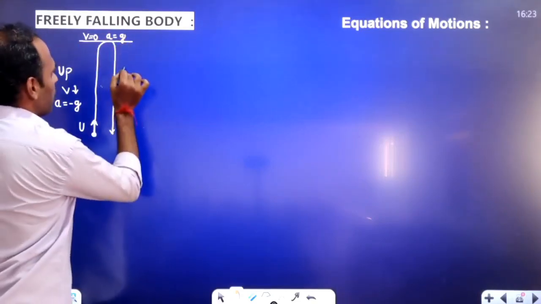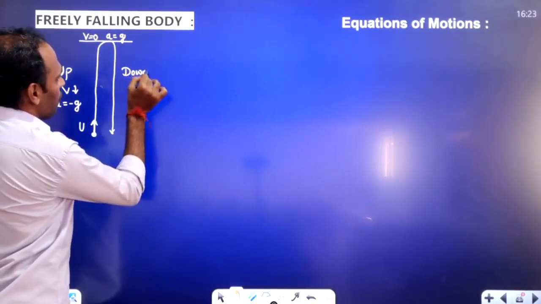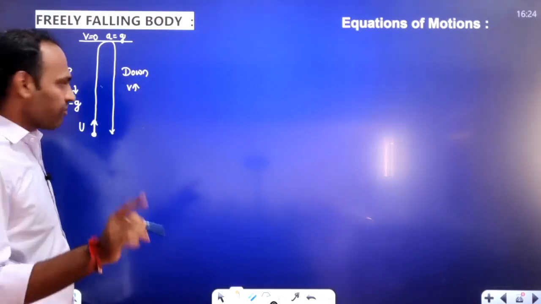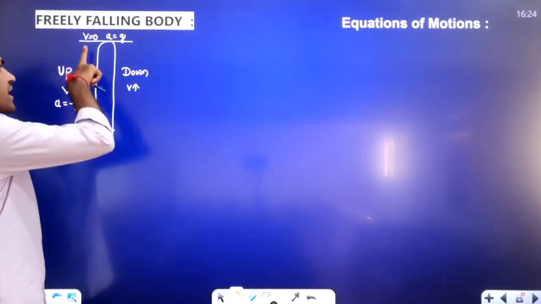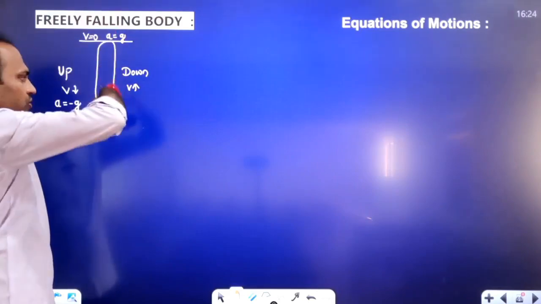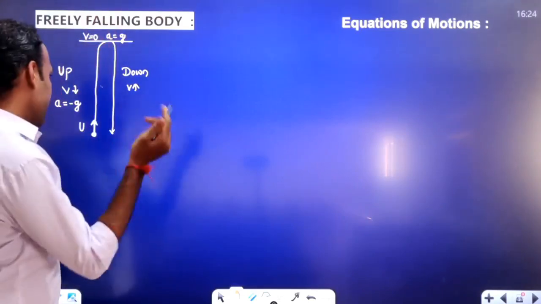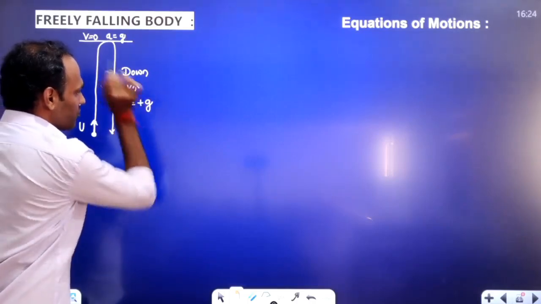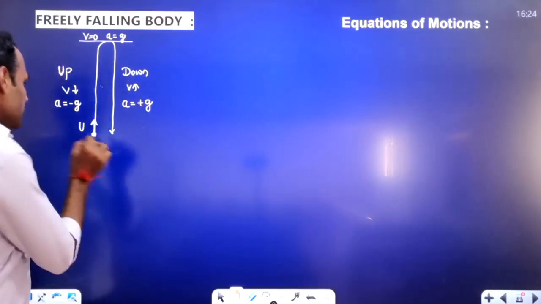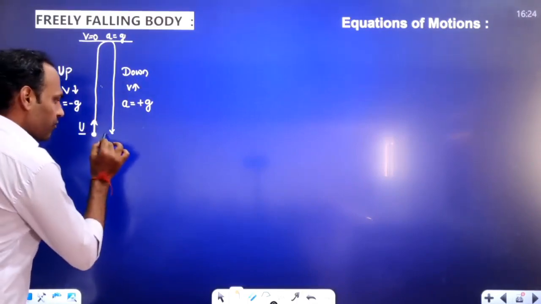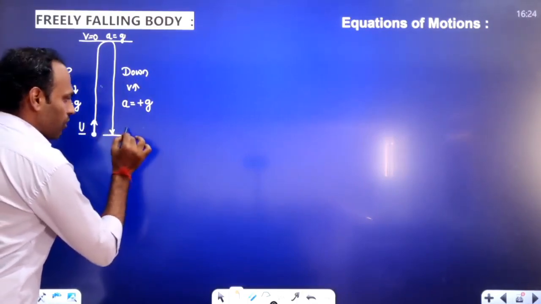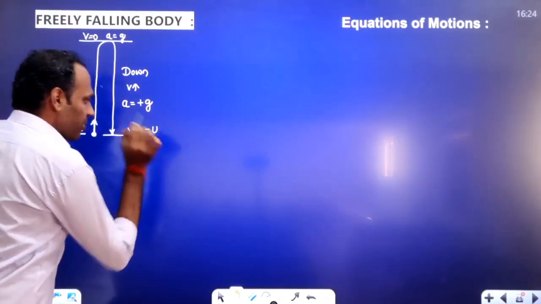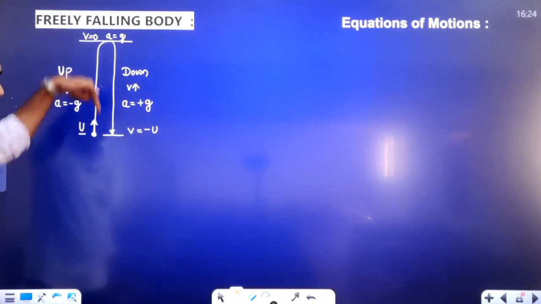Okay, while coming down in downwards motion, its velocity goes on increasing. The magnitude of velocity goes on increasing. However, the direction of the velocity was upwards here, and here the direction of the velocity is downwards. Clear? Okay, next. Since velocity is increasing with the time, acceleration will be positive, that is plus g. With the same velocity with which we have thrown the ball upwards, it will come and hit the ground. So the final velocity at the final point will be equal to u only, but it will be opposite in direction. Here it was upwards, here it is downwards.